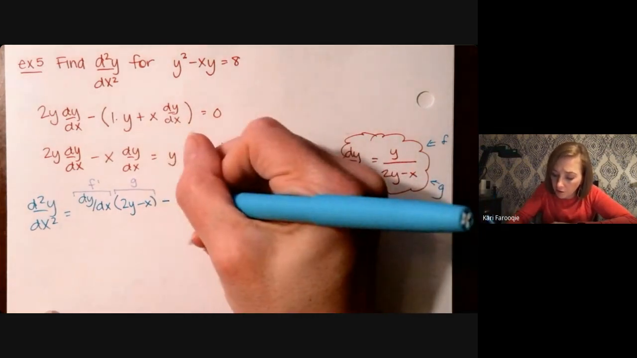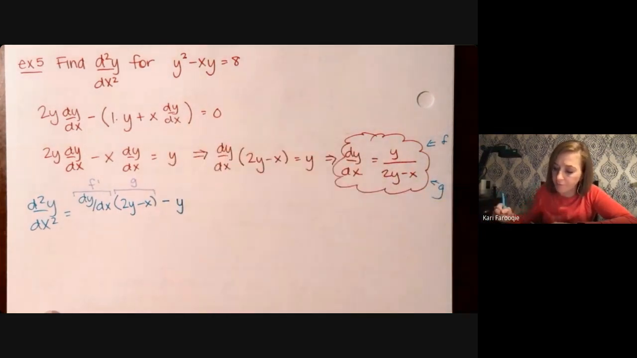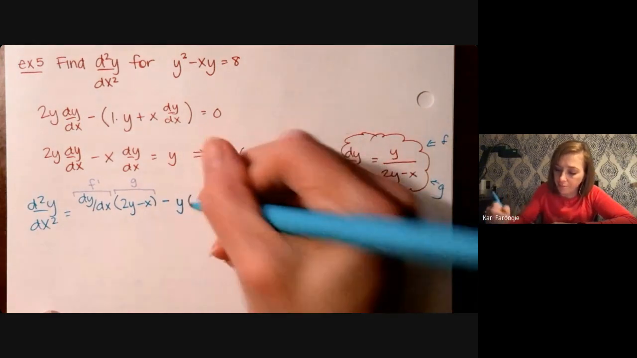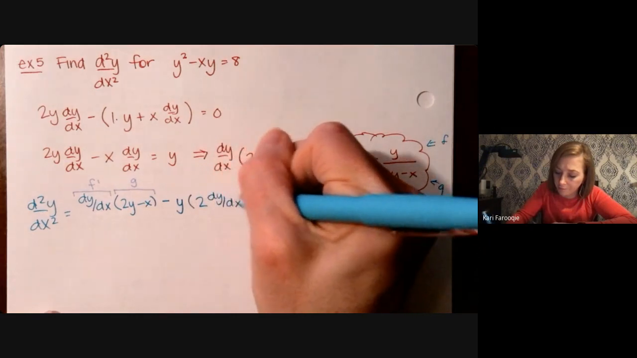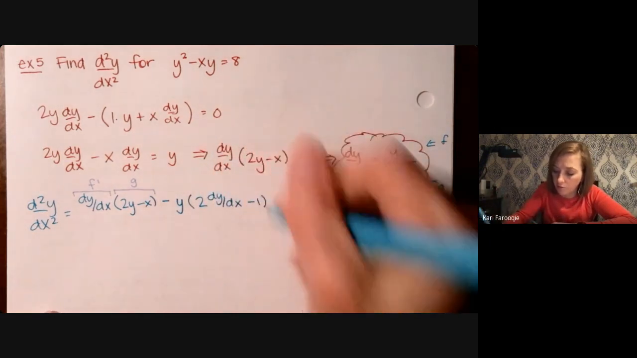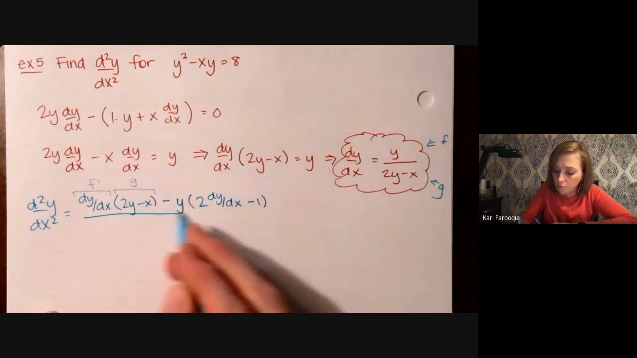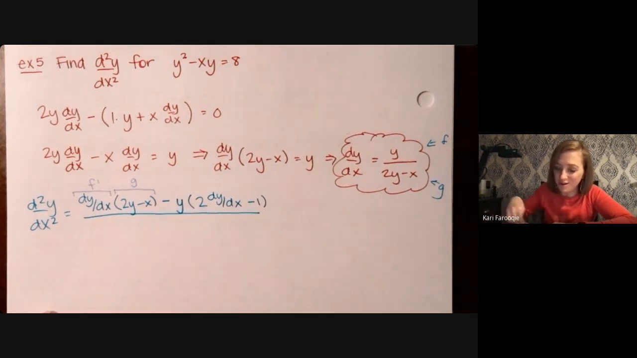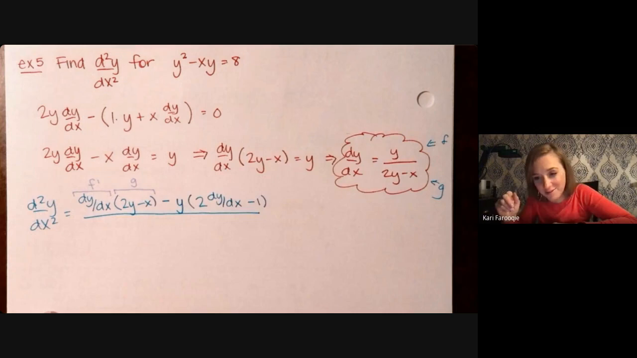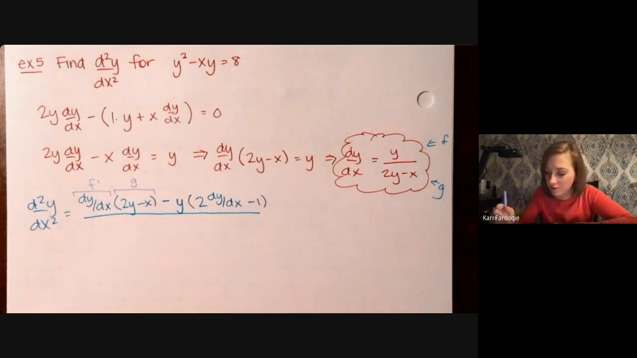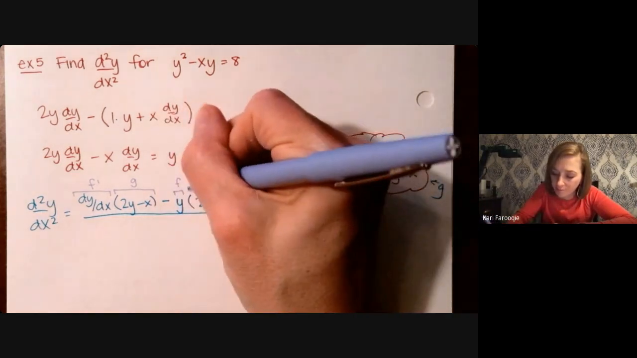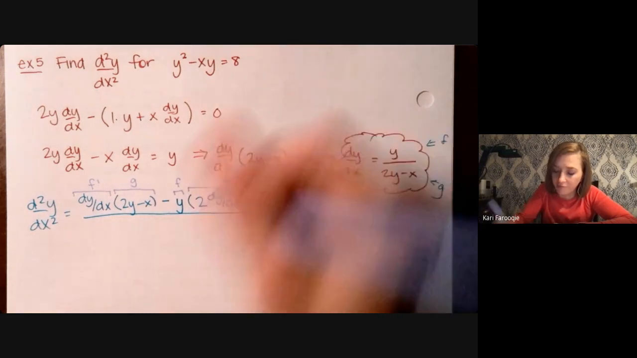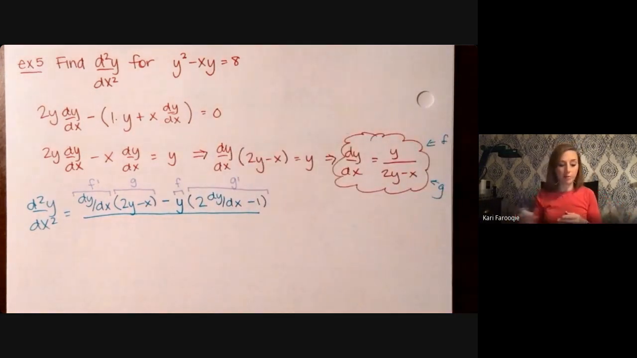F prime g minus f times g prime. G prime is 2 dy/dx minus 1. Don't forget, I know sometimes we work on our quotient rule, we forget that there's a denominator on it because we spend so much time focusing on the numerator. I know, I've been guilty of doing the same thing. F prime g minus f g prime, and we'll divide that by g squared.